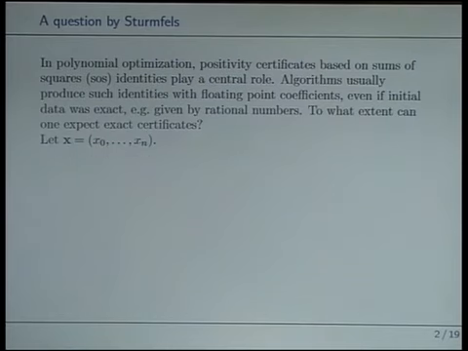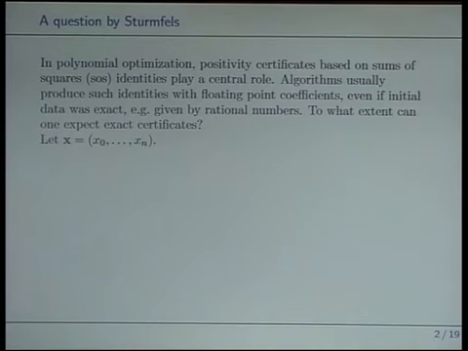The background for this question is that in polynomial optimization, as we all know, positivity certificates by means of sums of squares identities are omnipresent, or are sort of at the bottom of the entire theory. Now, even if my initial data, like a polynomial that we want to show to be non-negative, has exact coefficients like rational coefficients, all the algorithms usually perform with floating point numbers by their very nature. So the certificates that they might eventually produce will by nature be inexact.